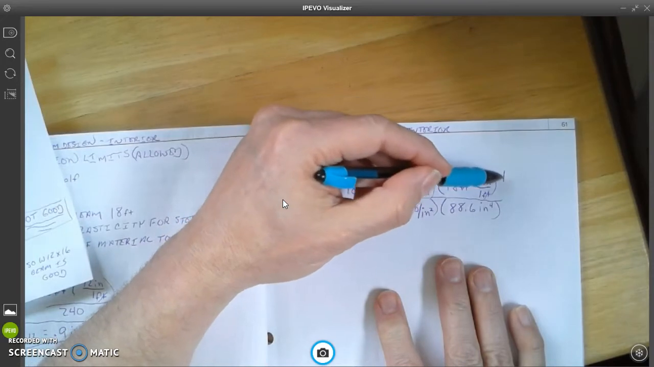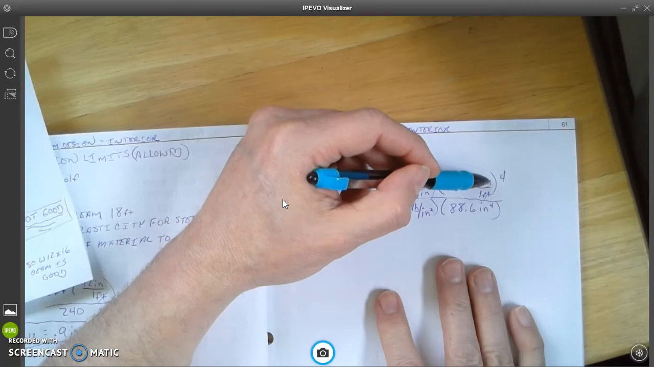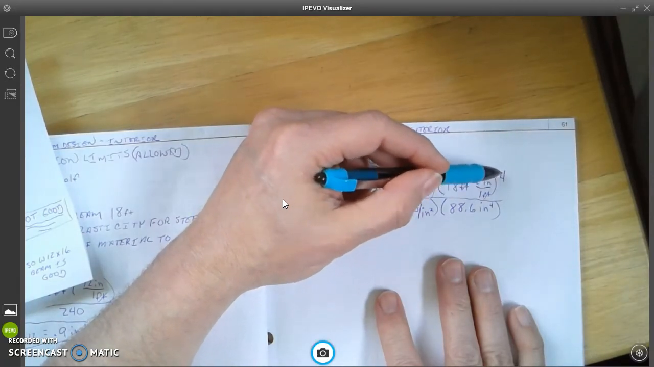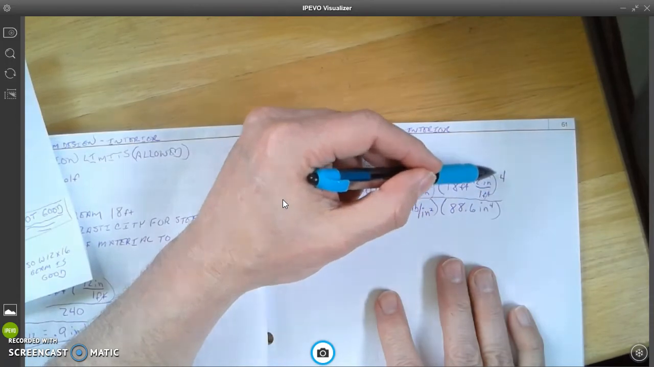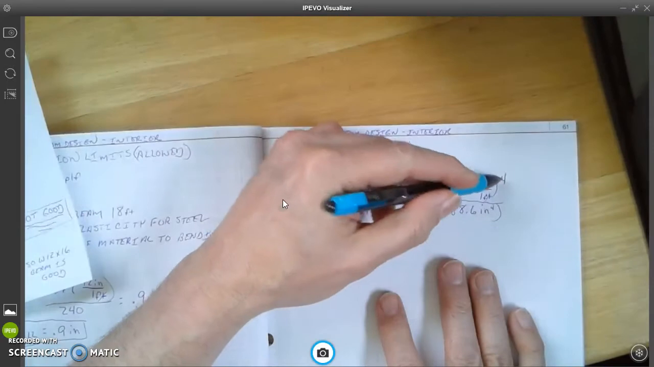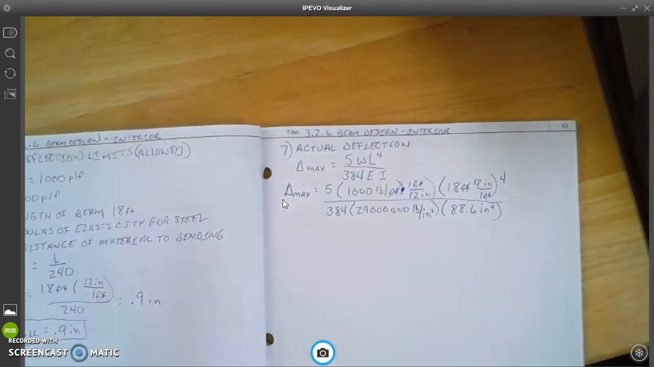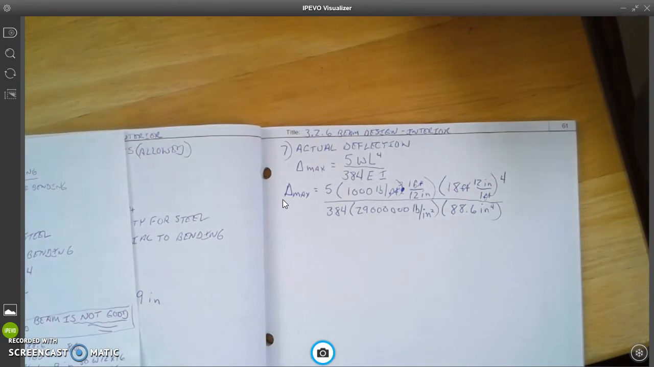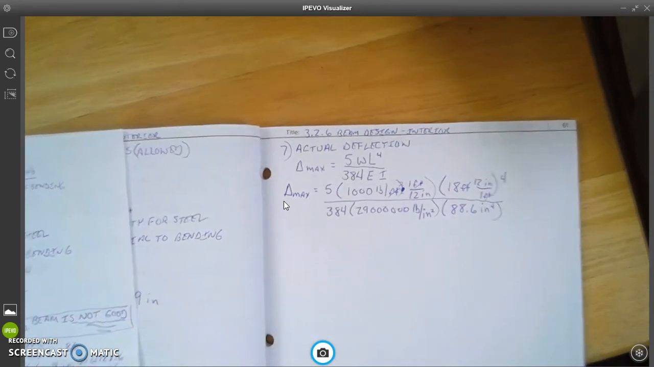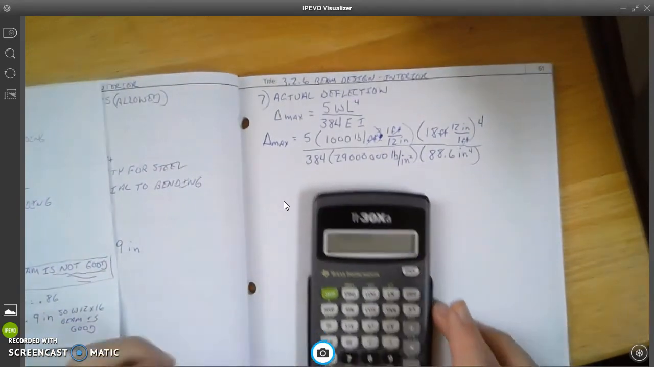When we multiply this times the 12 inches here, that's going to give us inches cubed. Those will cancel out. So we're not going to do that though, because we do have to raise this to the power of the fourth. We're just going to leave it alone right now. We'll cancel it at the end.